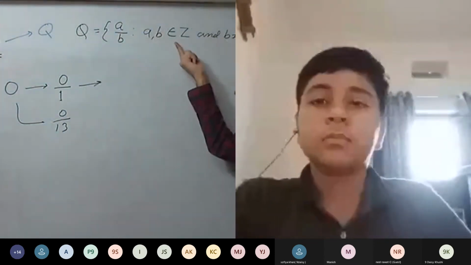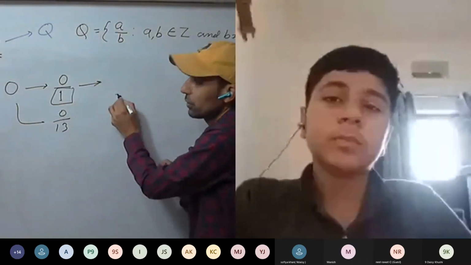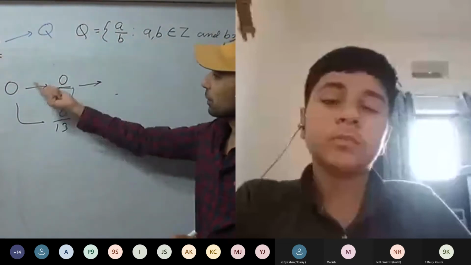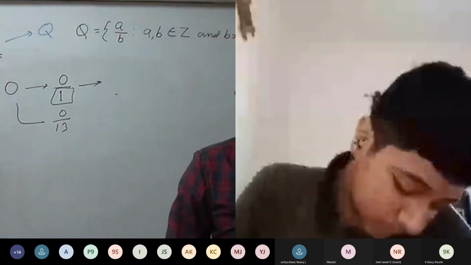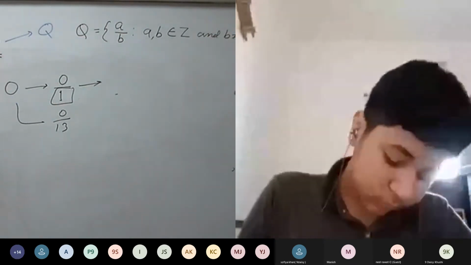Both are integers, satisfied, and the denominator is not equal to 0. So 0 satisfies the definition of a rational number. Therefore, we can say 0 is a rational number. Can it be written in the form of P by Q?